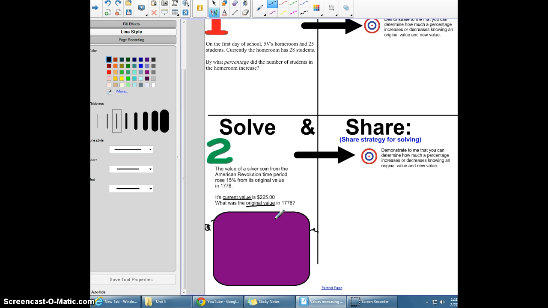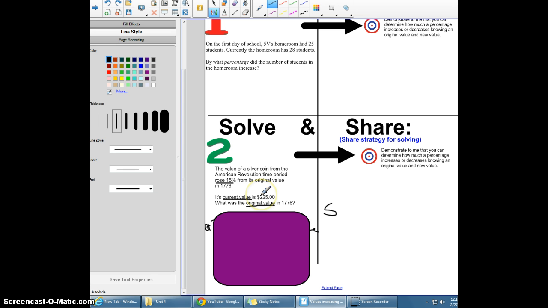Let me begin. What we know is this. Well, let's read the problem first. The value of a silver coin from the American Revolution time period rose 15% from its original value in 1776. Its current value is $225. What was the original value in 1776? Okay, I can tell you this. This is what we know. The value of the coin rose 15% from its original value in 1776.